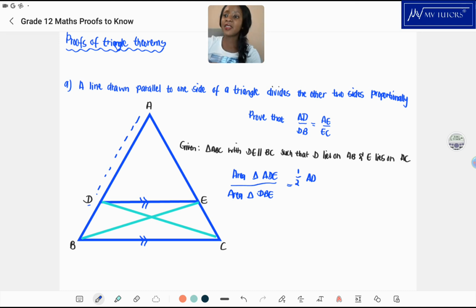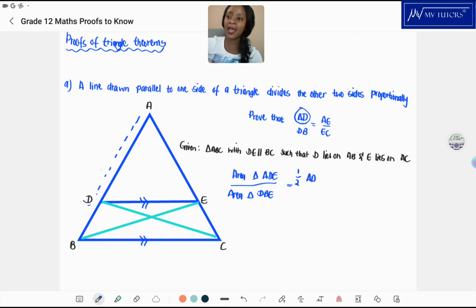Okay, and then I'm gonna look for a perpendicular height. So why I'm doing this and making AD my base instead of DE is because I want to end up with AD here on top. So I need to get a perpendicular height for both triangles ADE as well as triangle DBE such that the perpendicular heights can cancel.